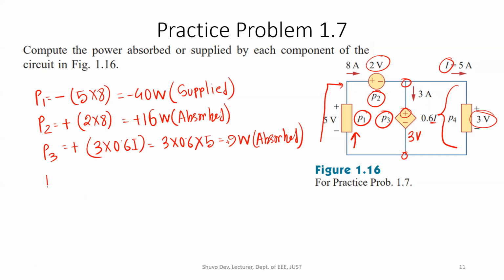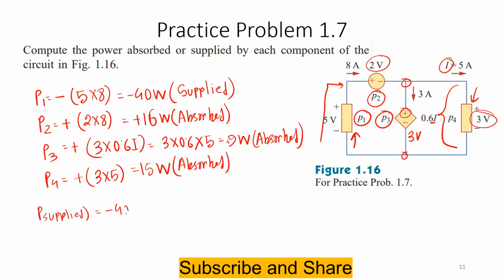And finally P4. You can see here the current is entering the positive terminal, so this will also be positive. The voltage is 3 volt. The current entering is 5 ampere. This is 15 watt. This is power absorbed.